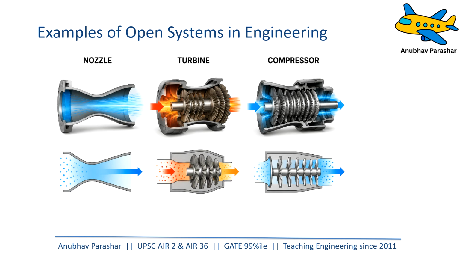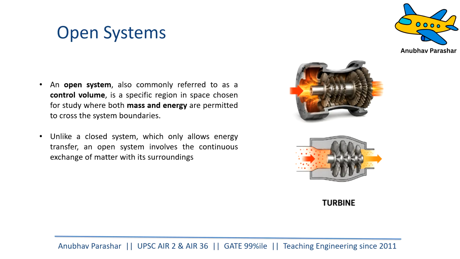Let us start. These are some of the examples of open systems in engineering, specifically with respect to aerospace engineering. So you have a nozzle, which changes the enthalpy of the fluid to increase the velocity. Then we have a turbine, which produces work, and compressors, which consume work to increase the pressure of the fluid. We will understand this in much more detail later on, but for today, we will try to apply the first law of thermodynamics to these open systems.